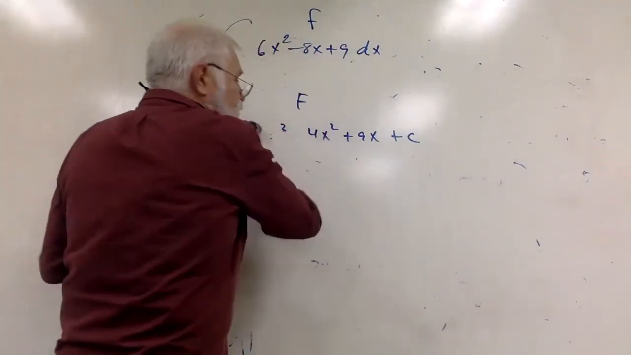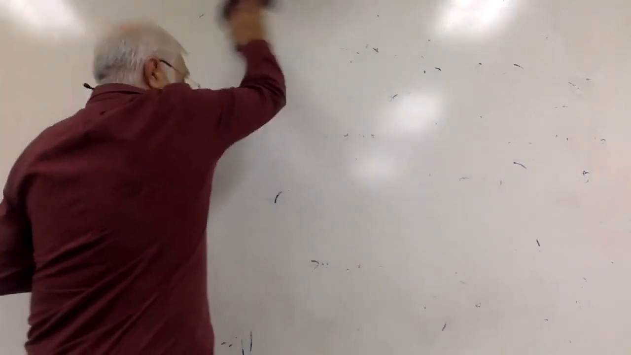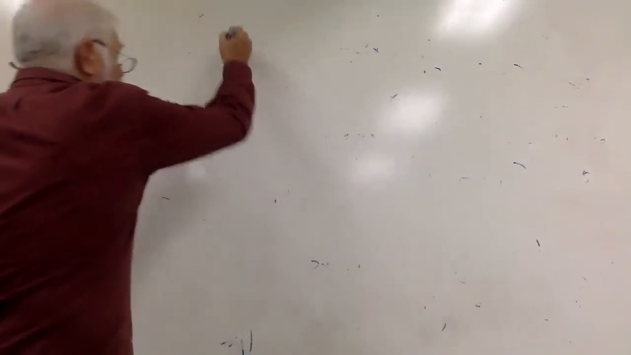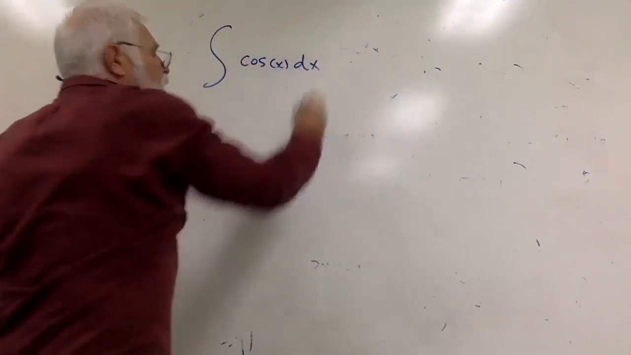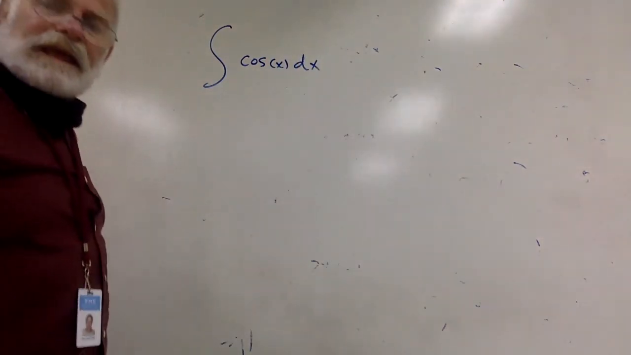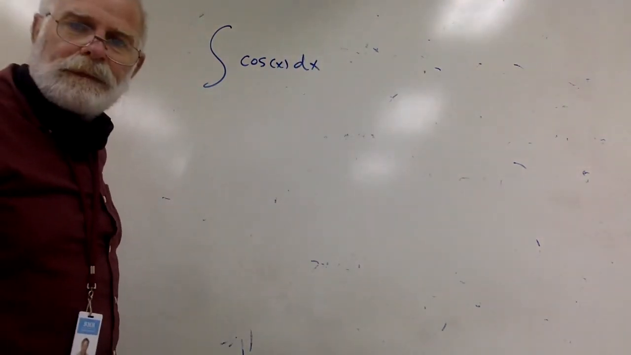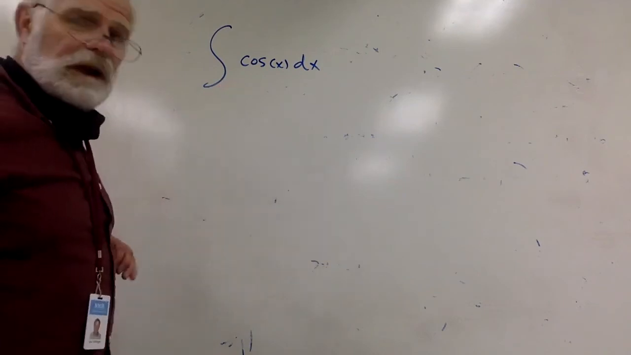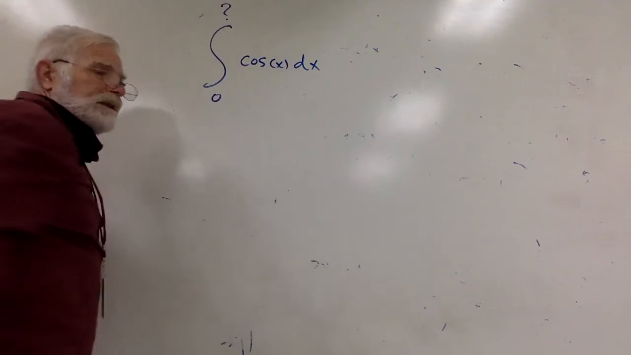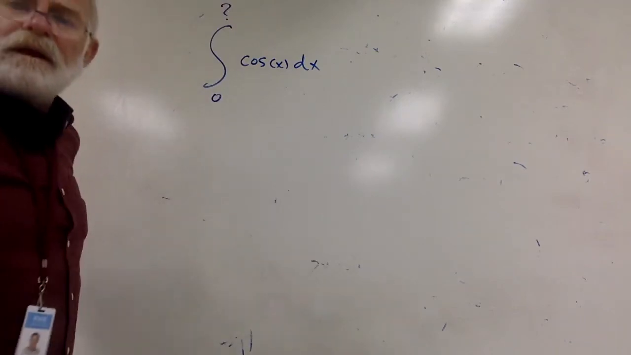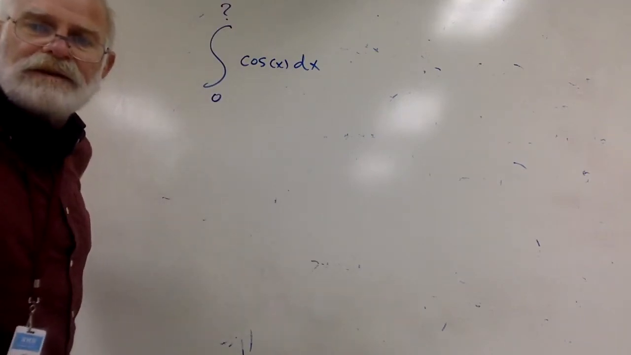Okay, let's look at the next problem. All right, next problem. Last one. We're going to look at the accumulation of area under the cosine function, pictorially. We're not going to do it mechanically. We're going to look at it pictorially. So we'll start from 0, and we'll go to some destination to the right. We're only going to look at the positive side of the x-axis.